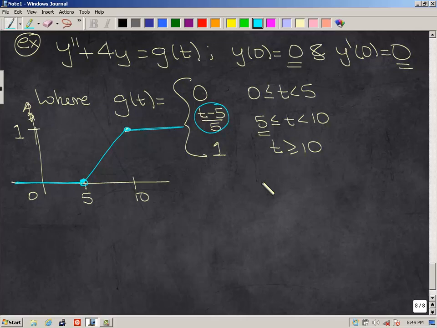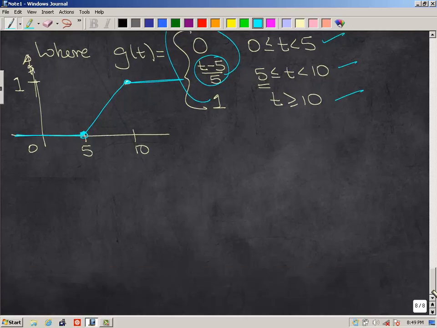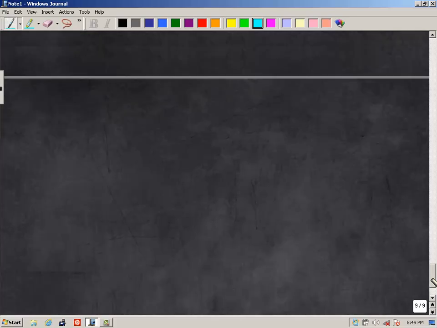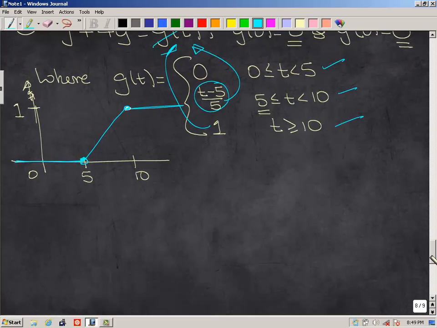So even if you were doing the method from chapter 4, we'd have to do this problem 3 different times. And you can see that is a lot of work. First we'll assume it's 0, next time we'll put in this, next time we'll put in that, and we'll solve it 3 different times, and that's a lot of work. So instead of doing that, we can use Laplace transforms and step functions to make our life easy.